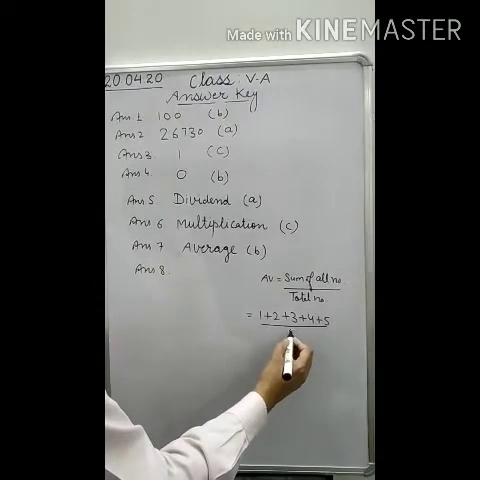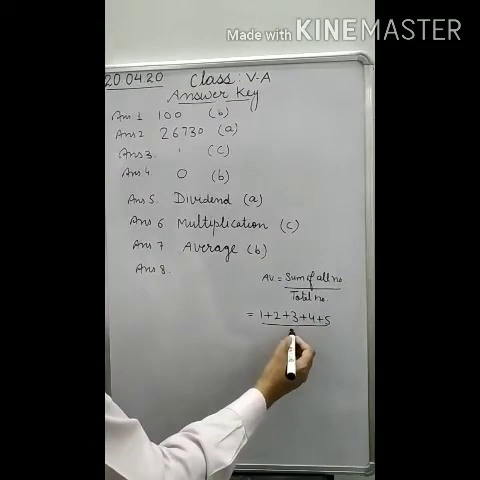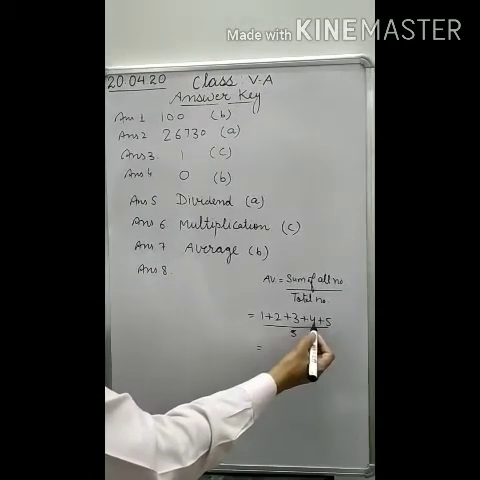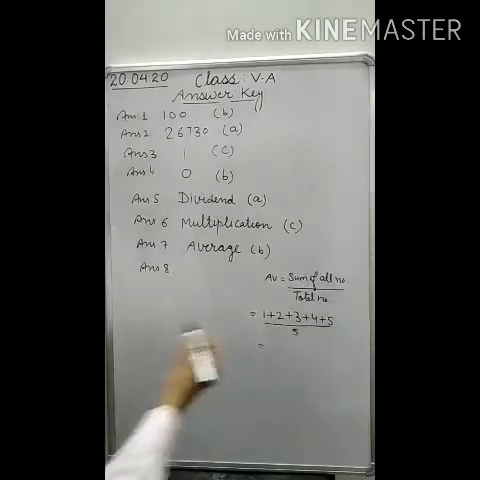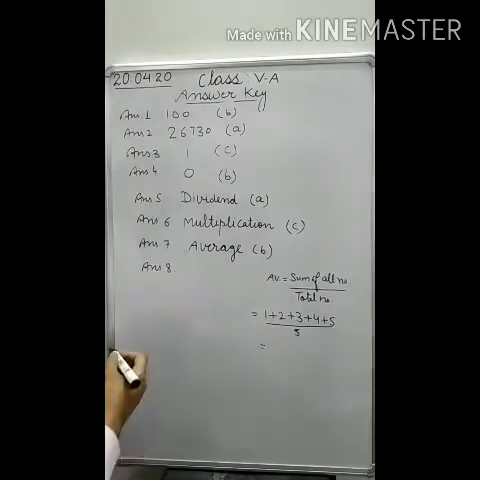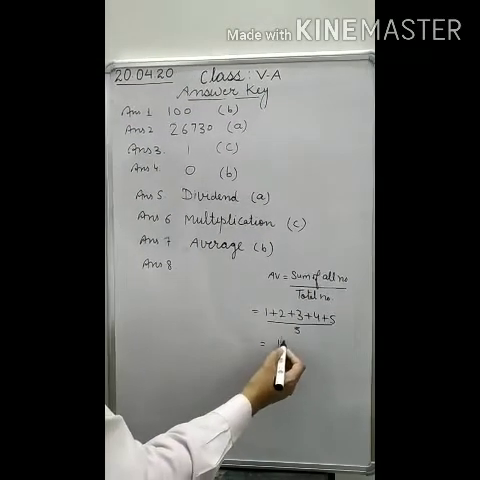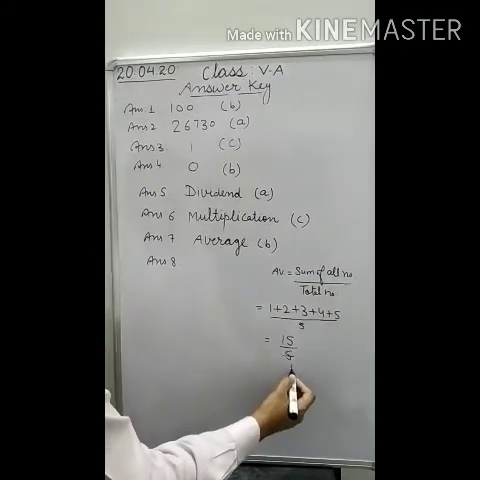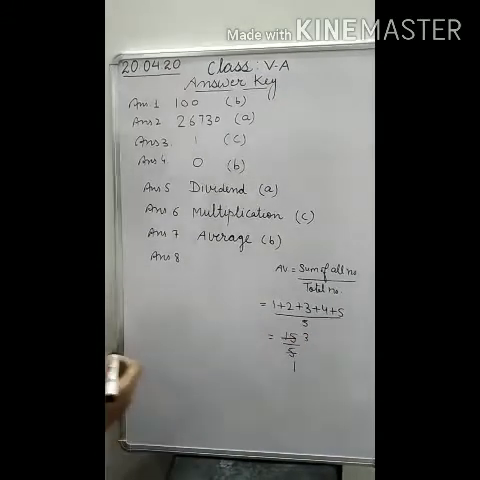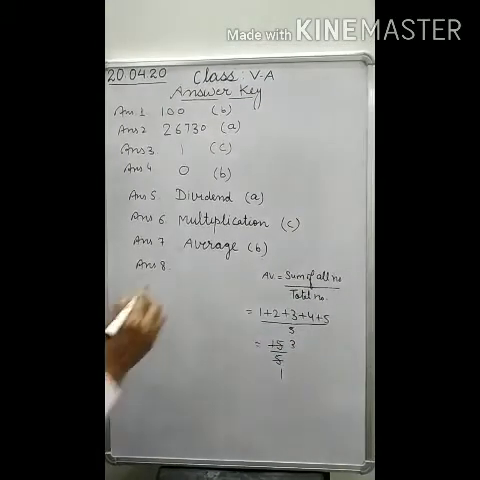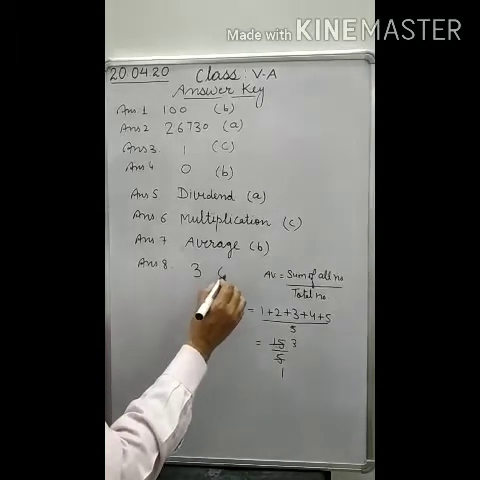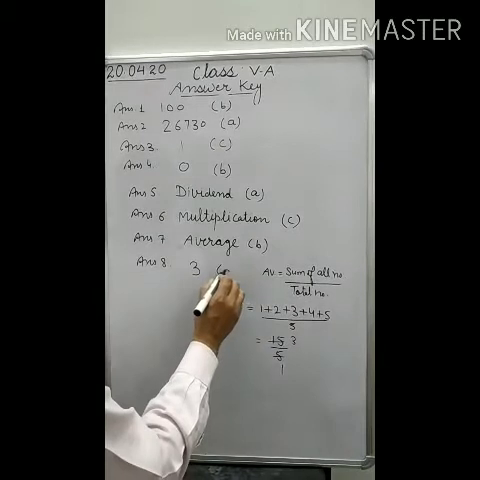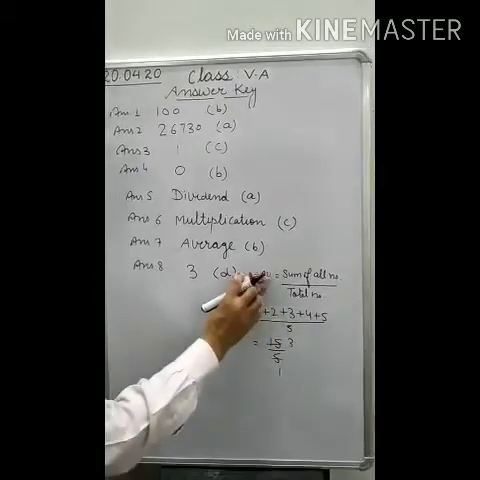How many total numbers are there? They are 1, 2, 3, 4, 5. Total numbers are 5. So the sum of all these numbers: 5 plus 4 is 9, 9 plus 3 is 12, 12 plus 2 is 14, 14 plus 1 is 15, and divide by 5. When you divide, 5 ones are 5, 5 threes are 15. So your answer will be 3 and the option will be D. So this is your answer.